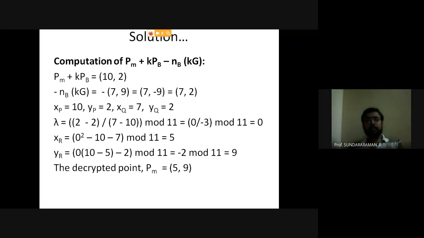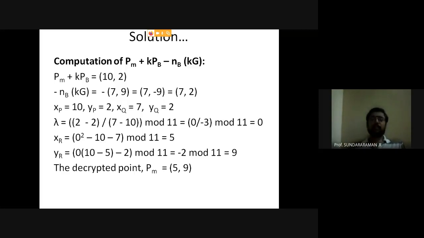Now Pm plus K into Pb is there, that is 10 comma 2, minus Nb of Kg, that is equal to 7 comma 2, right? So Pm plus K Pb plus minus of Nb into Kg. So now what operation needs to be performed? We have to perform point addition, that's it. Now take Pm plus K into Pb, that is 10 comma 2, that is Xp is equal to 10, Yp is equal to 2, and minus Nb of Kg, that is equal to 7 comma 2, Xq equal to 7, Yq equal to 2.